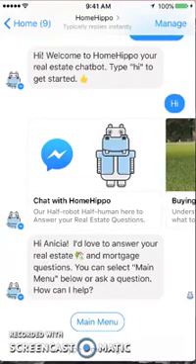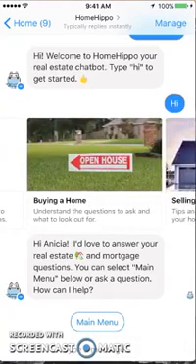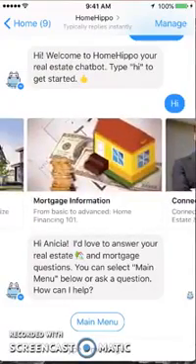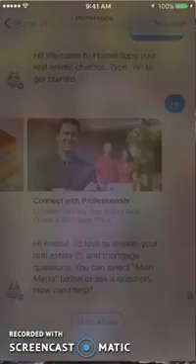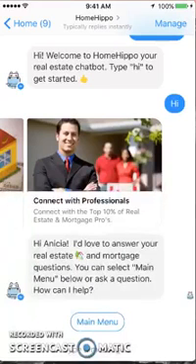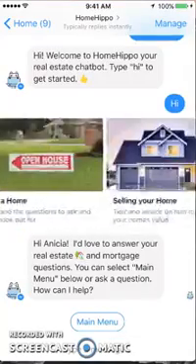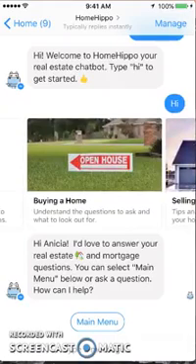We can look at the main menu, or it looks like we can either chat with the HomeHippo, and then it looks like there's some articles here on buying a home, selling your home, mortgage information, or connect with professionals. Okay, so let's just start here. Let's just go to one of the articles.